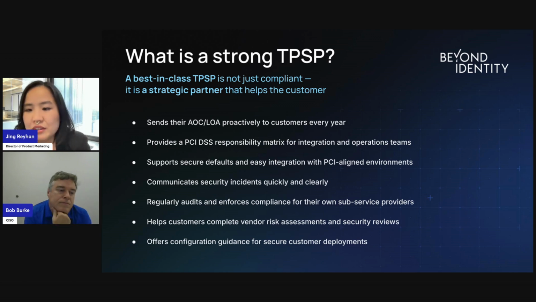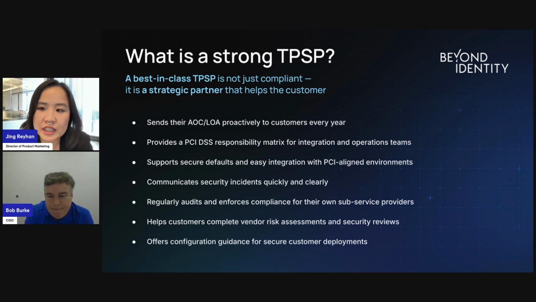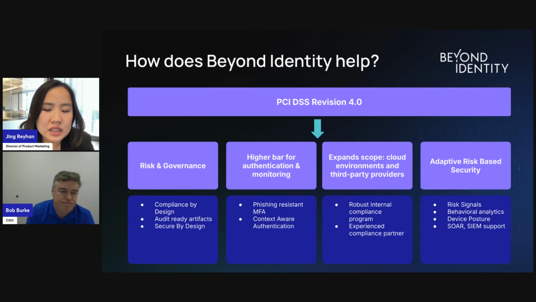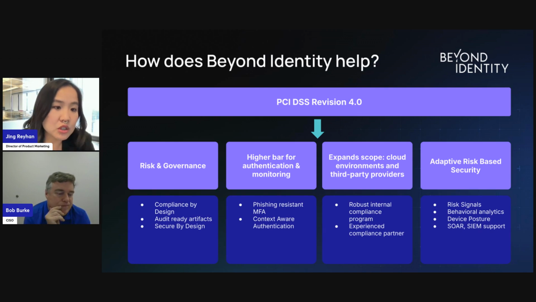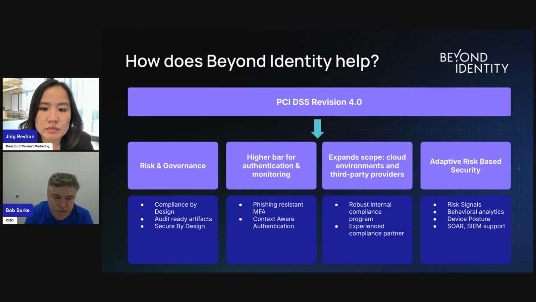So I think some folks may have heard about Beyond Identity, other folks may not. So let's discuss a little bit how we actually help organizations and our customers meet these increasingly stringent compliance requirements.